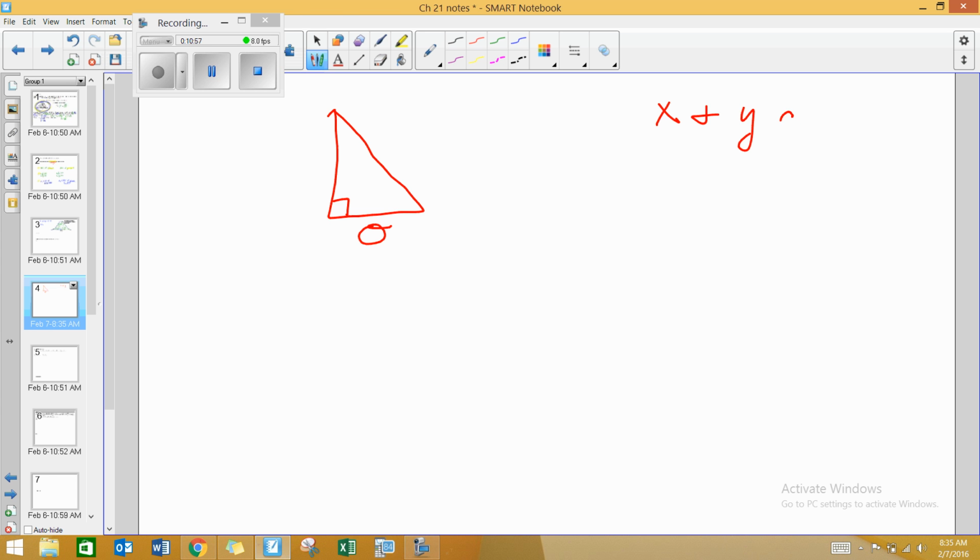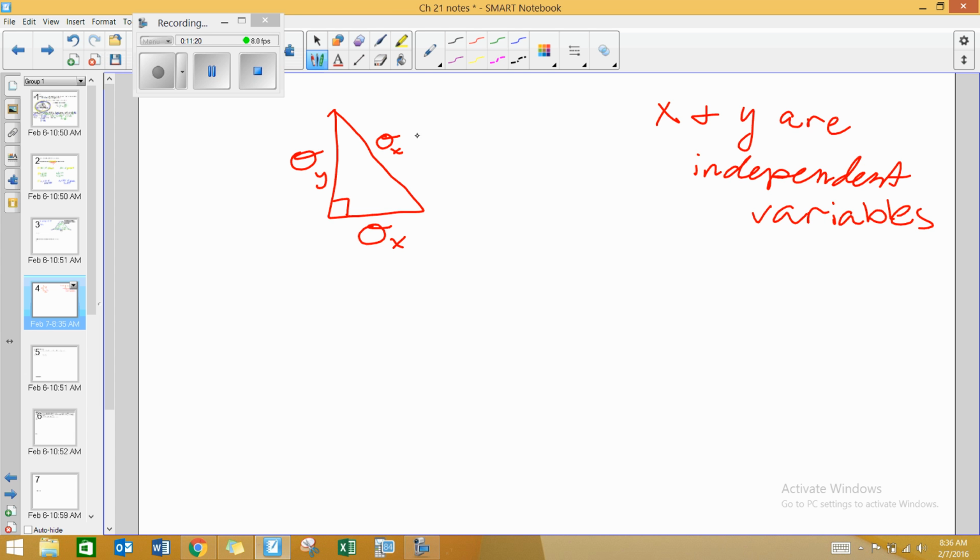And so when we see x and y are independent variables, we've seen this before. The standard deviation of x and the standard deviation of y combine, and we get standard deviation x squared plus standard deviation y squared. So just like the Pythagorean theorem only works on right triangles, this formula that I'm about to show you only works when the variables are independent.